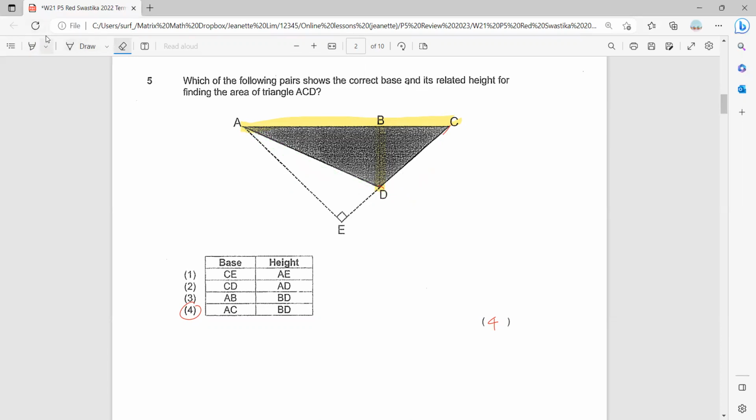Then there's another side of the triangle, which is CD. If CD is the base, where's the height? So this part here is extended, and the height will be the perpendicular height, which is here. So this can be another possible pair. Is there any AE and EC? So DC, sorry, or CD. So the second one says that the base is CD, right? But the height they put AD, which is not perpendicular. So the second one cannot. All right, so the answer is 4. The yellow one.